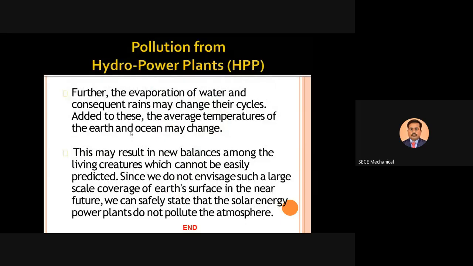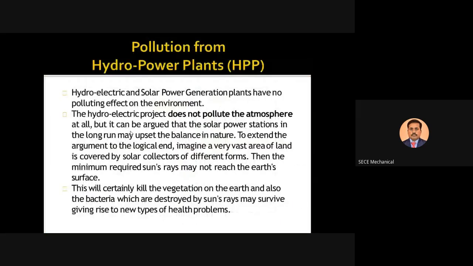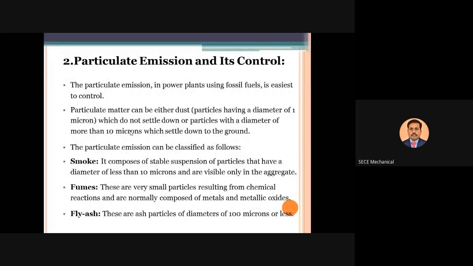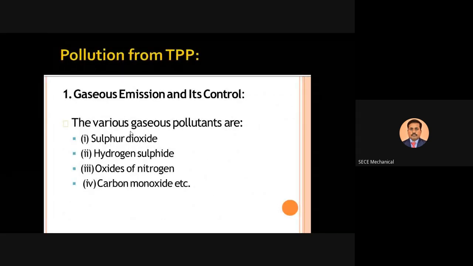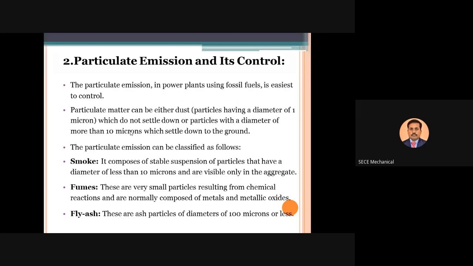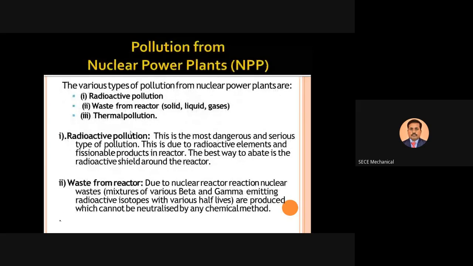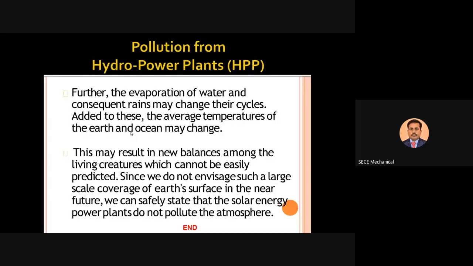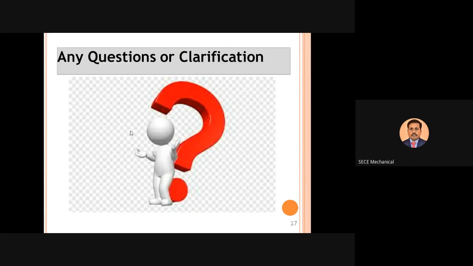So today we discussed, first, environmental pollution and how the thermal power plant pollutes in four different forms: gaseous emission, particulate emission, solid waste emission and thermal pollution, and how we can control this pollution. Then pollution through the nuclear power plant, which has three types: radioactive pollution, waste from the reactor, solid, liquid and gaseous, and thermal pollution. And the last one is pollution from hydro power plants and solar power plants. That's all.